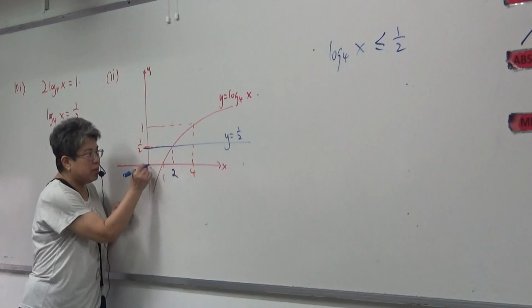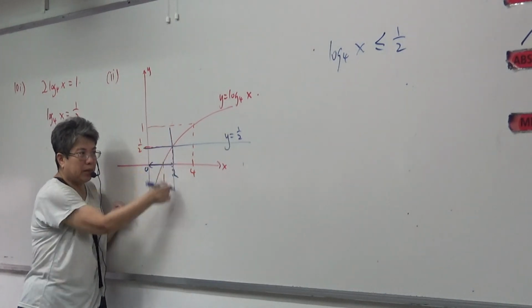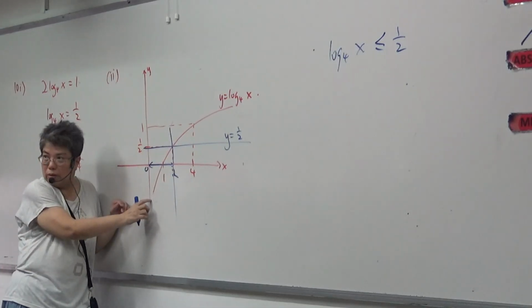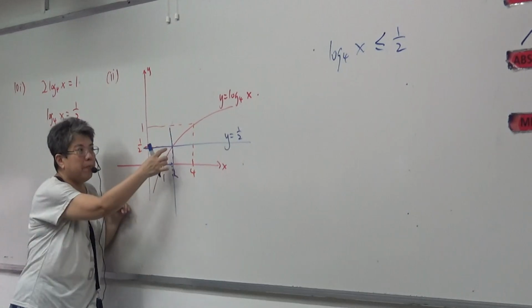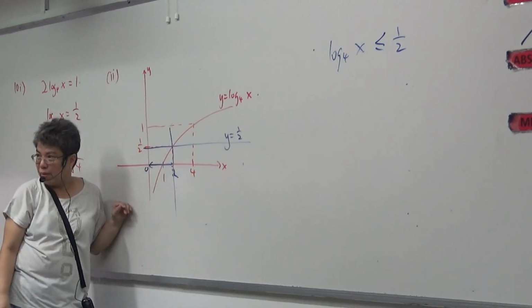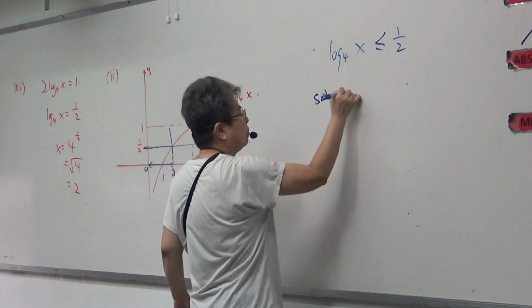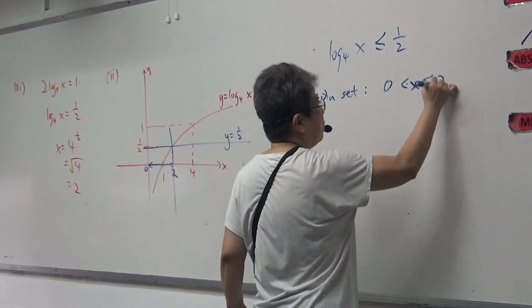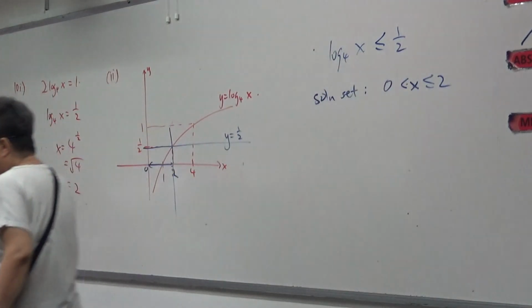Correct. From this range, can you see? This part here is below. But this is an asymptote. Can we include 0? Cannot. But it can be 2, right? Correct. Because it can be half. So the solution set is actually x bigger than 0, less than or equal to 2. Correct? According to the graph.